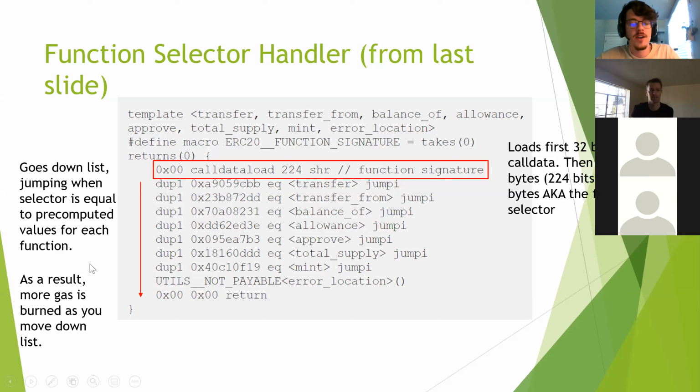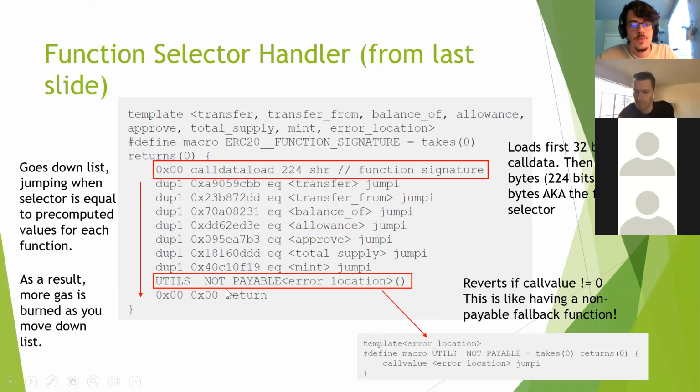And as Austin pointed out, more gas is burned as you move down the list, so you can optimize: if you have really frequent calls that are going to be happening, put them at the top of the list. And then this last thing we actually saw earlier, utils not payable. It'll revert if your call value is non-zero. So it'll hit that. And then if somehow it makes it past that, I guess it just does this return thing, and that 0x00 has to do with the message that you'll get at the end of execution.